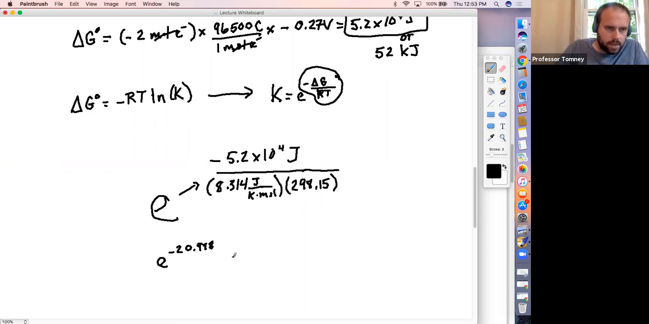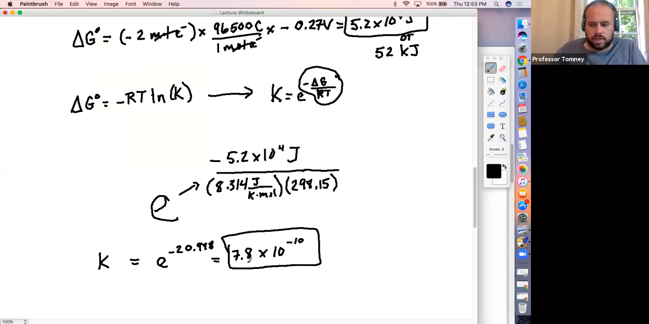20.998. And that is going to equal, keeping sig figs in mind, you only get 2 because the delta G had 2, and that's what's being input. The rest of this is constant material or assumed exactly 25 for the temperature. So you end up with 7.8 times 10 to the negative 10th. This is unitless because this is equal to an equilibrium constant. Equilibrium constants do not have units.